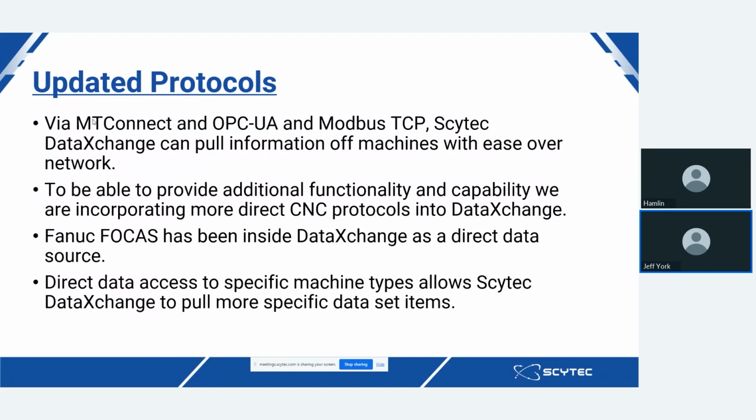We can connect to just about anything that is out on your shop floor, and then we can pull data off of them for the manufacturing charts and dashboards. And we connect with MTConnect and OPC UA over your network. But we have been adding updated protocols to get the most minute data items that we can pull off of individual machines. FANUC Focus has been a direct data source for a while, but we have been updating them with more data items as well.